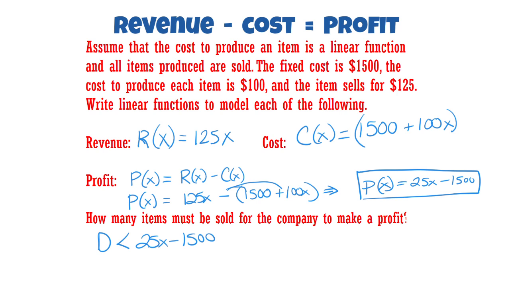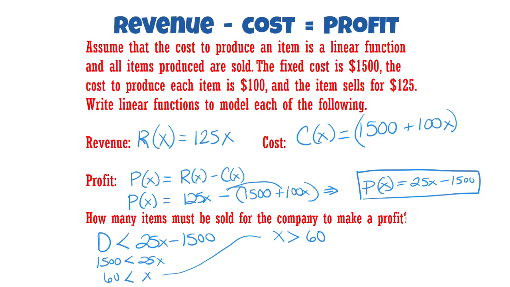Let's solve this then for x. Add the 1,500. Divide by 25. That's 60, but I should check this. I don't want to make a video and then have it be wrong. Yes, 60. Now this might look backwards to you. You could rewrite it the other way if you like. So x is greater than 60. The question was, how many items must be sold for the company to make a profit? I have to make more than 60. If I make 60, I break even. I have to make more than 60 to have a profit.